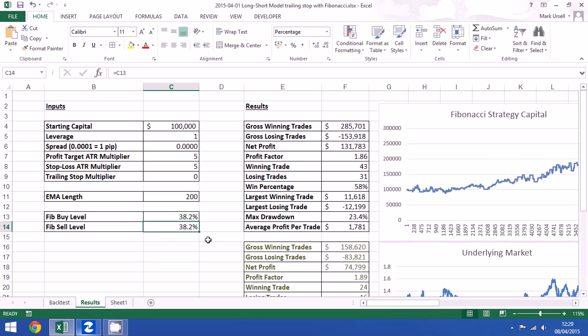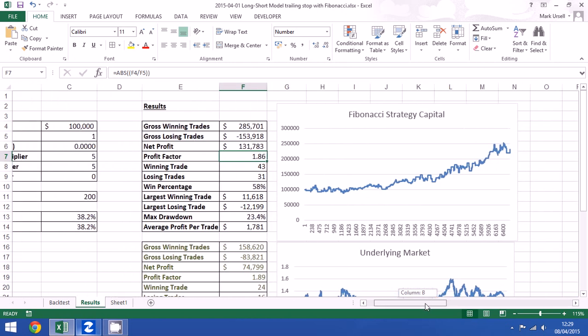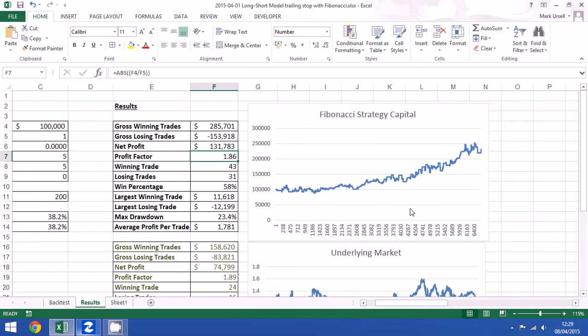38.2%. You can see here that we do have a higher net profit, and also profit factor, which measures the ratio between the winning trades and losing trades, is higher, which means we're getting a more significant number of winning trades than we are losing trades. You see we get a fairly similar capital graph over this time period.